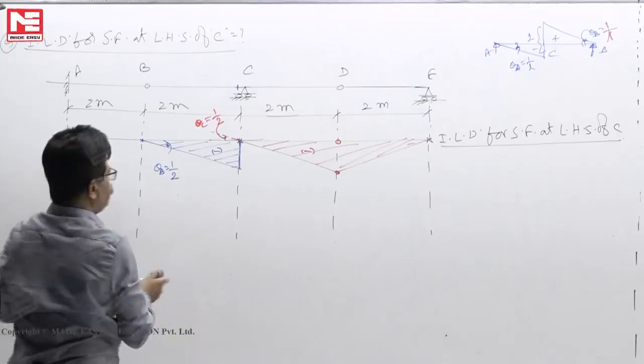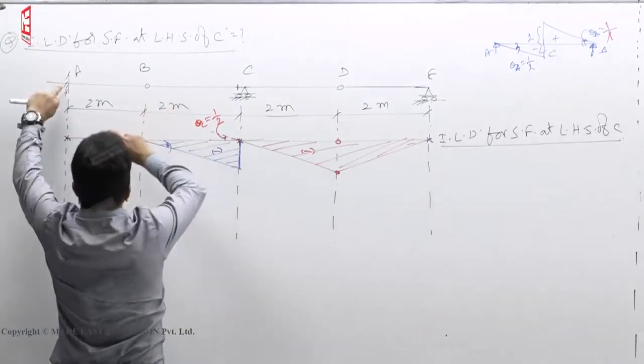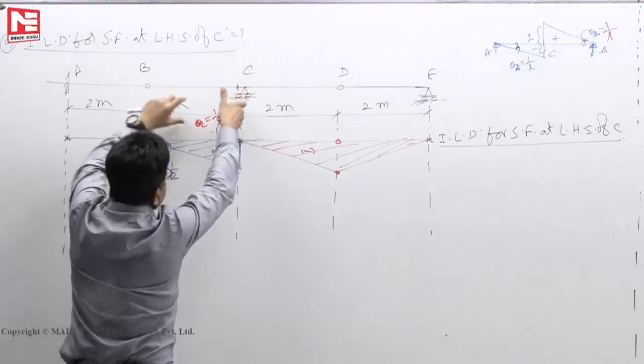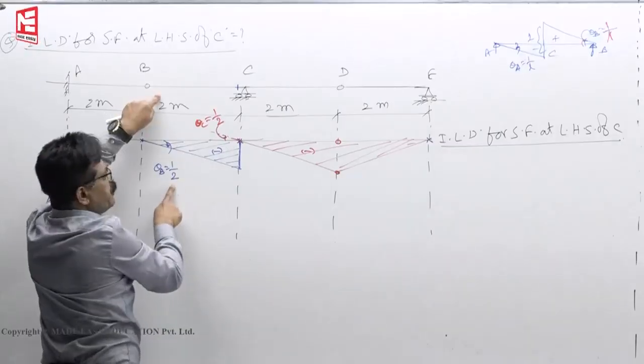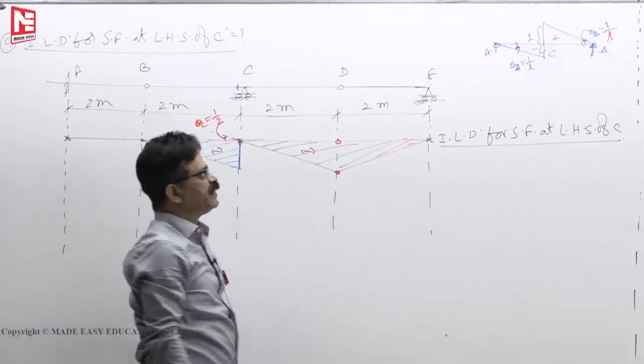So, whatever cantilever beams or whatever simply supported beams you have done, you do here. Without removing the supports at ACE, cut the beam at C. Then rotate the beam such that theta B is equal to theta C is equal to 1 by L is equal to 1 by 2. Then the deflected shape of the beam itself is the ILD.